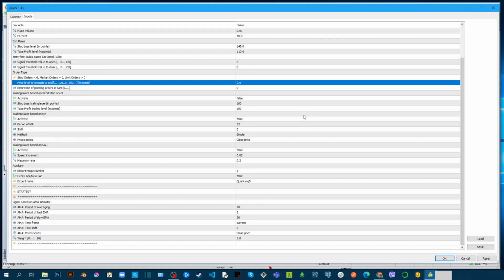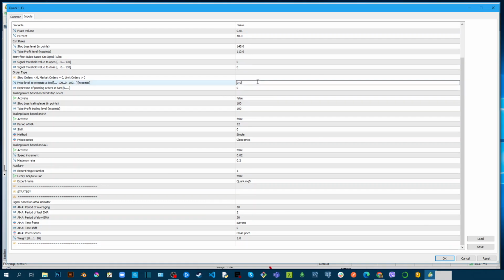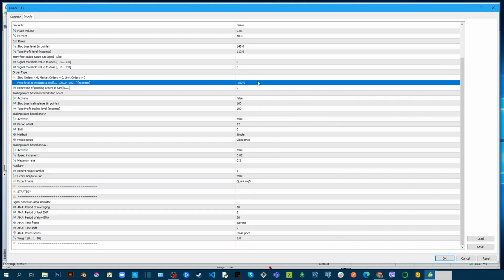If we decide to use a stop order, this number must be lower than 0, for example, I don't know, minus 100. After that, you can use this option to tell the expert after how many bars the order will expire. Next, how to open a limit order, buy or sell limit.